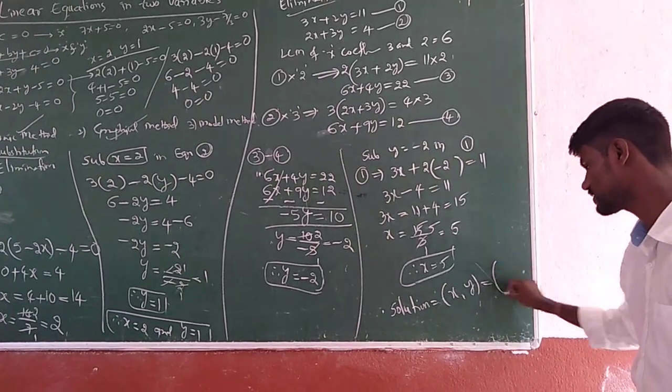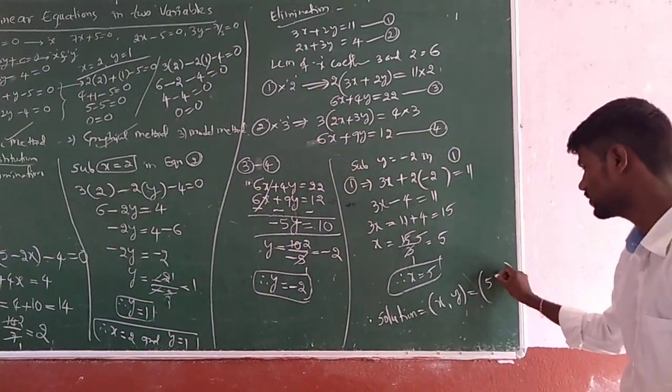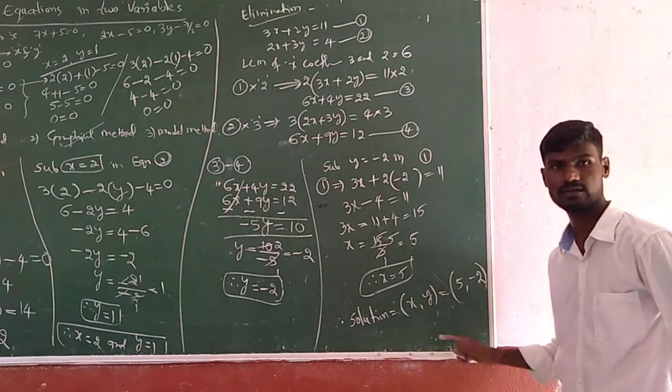Therefore, by the elimination method, we have got the solution x comma y. You better try like this. x comma y is what? 5 comma minus 2. 5 comma minus 2.